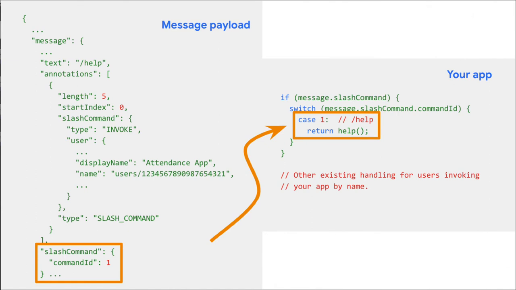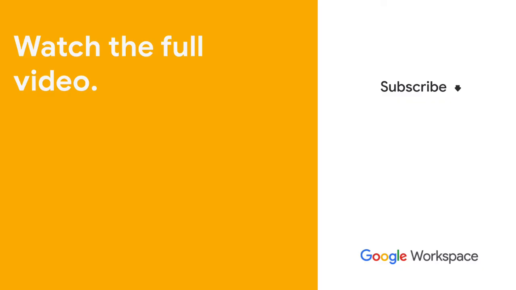When the user invokes your app by slash command, an additional field is attached to the message sent from Google Chat to your app. As you can see on screen, this field indicates that the user selected a slash command, the slash command's ID, and an annotation. The command ID that your app will receive corresponds to the command ID that you specify for that command in your app's configuration. This allows your app to handle slash command cases explicitly with limited argument parsing.